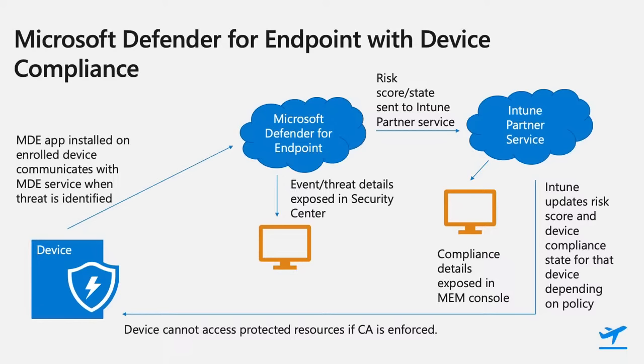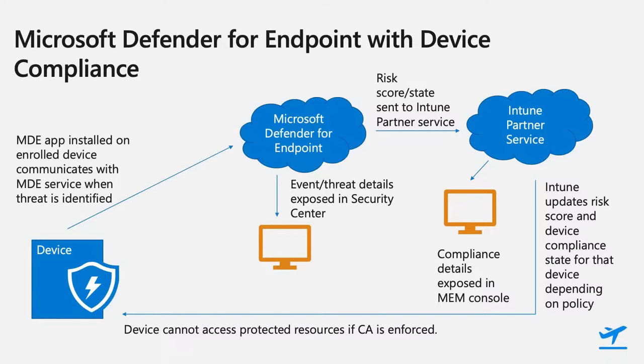For device compliance policies, for example, suppose the user of a device with MDE installed has navigated to a suspected phishing website. The risk score would get elevated for this device. This data gets sent to Intune via the Intune Partner Service, and if the Intune compliance policy requirement does not allow devices with such a risk, the device gets marked non-compliant in Intune.